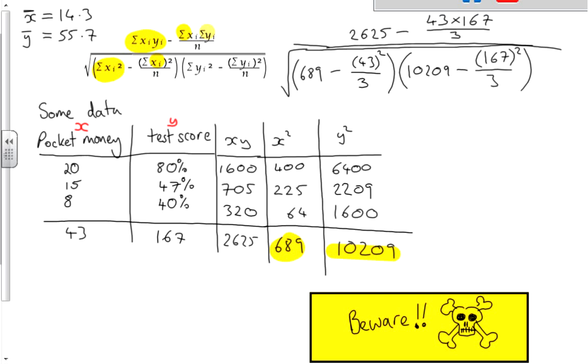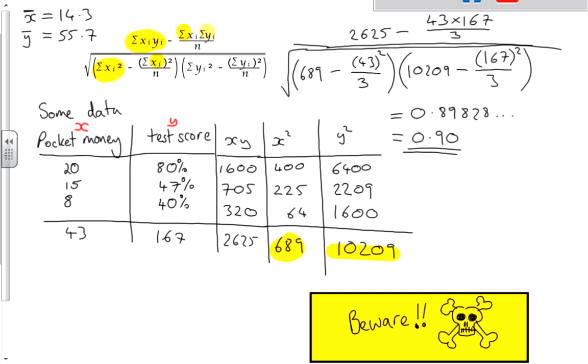Close those brackets, multiply new brackets, 10209 minus 167 squared over 3. Close the brackets, and that gives me 0.89828 and some more stuff, which I'm going to round to 0.90.